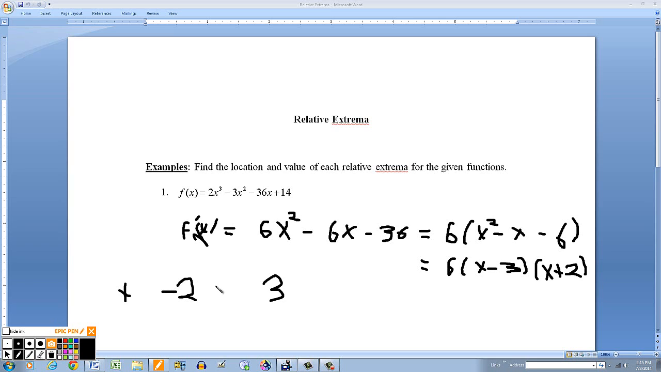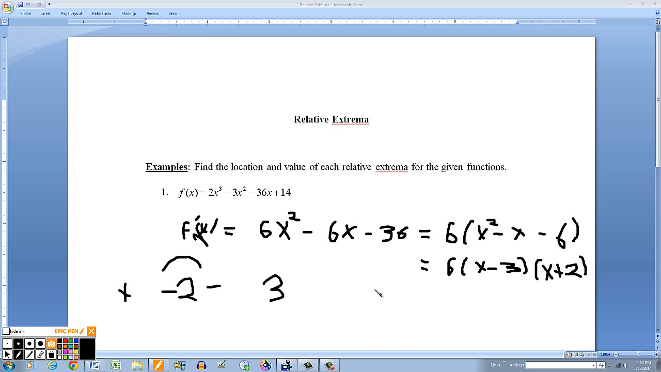Now what happens to the right of negative 2? Let's pick a number to the right of negative 2, let's say 0. Put a 0 there, put a 0 there. I get a negative 3 times a 2 times a 6, that's negative. So the derivative goes from plus to minus. What this tells me is that the graph is going up, and then it reaches a high point at negative 2, and then it starts to turn down. So you can see that's a relative maximum.